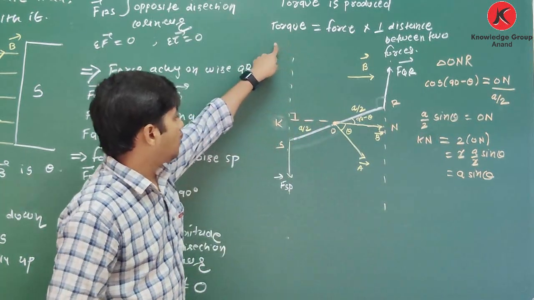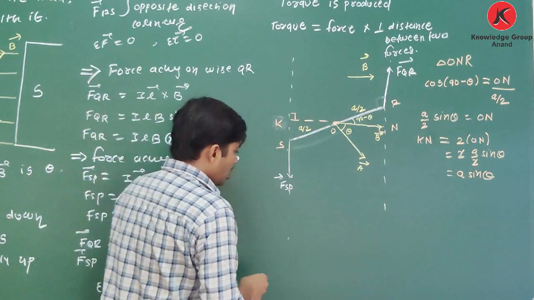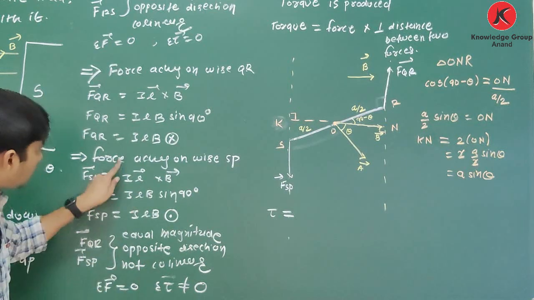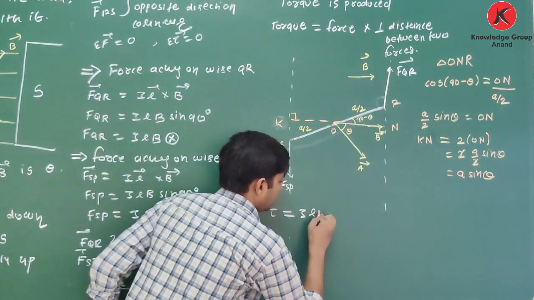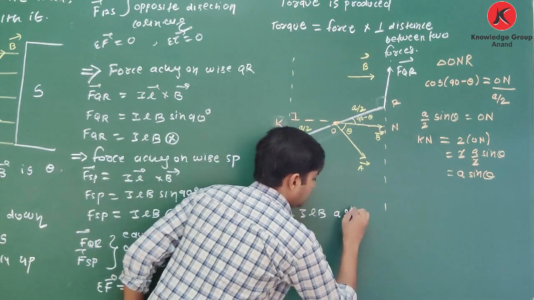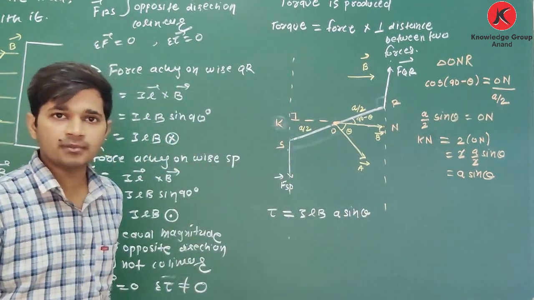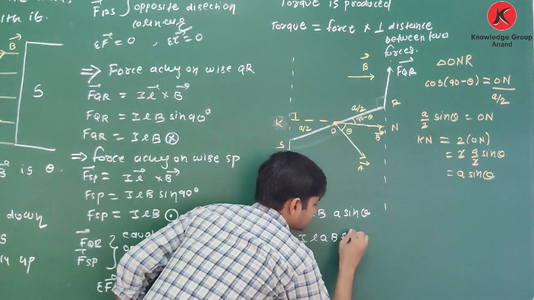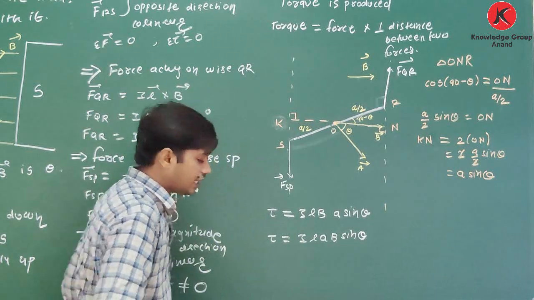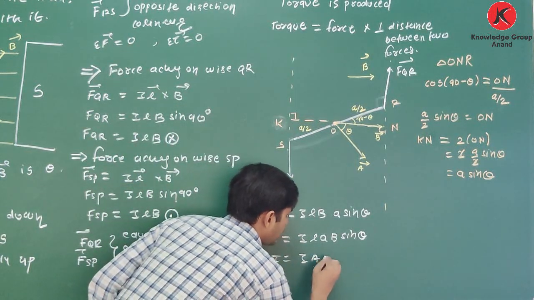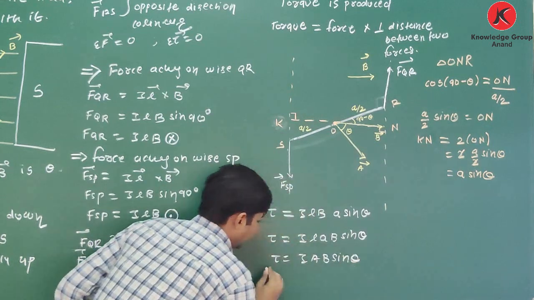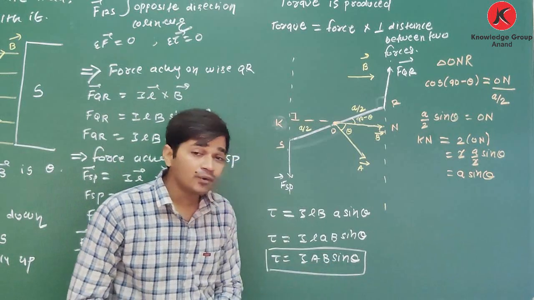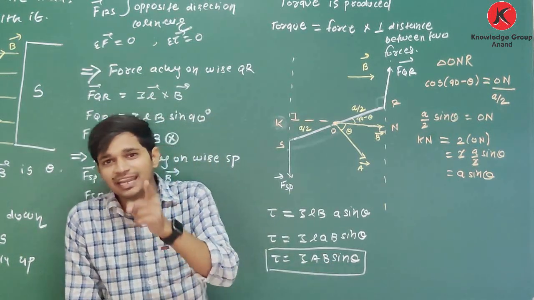Now how to write the equation of torque? Torque tau is equal to force times distance. What is the force? ILB. What is the distance between them? A sin theta. So torque tau is equal to ILAB sin theta. Again, L into A means the area of the rectangle, so torque tau is equal to IAB sin theta. And yes, it is the general equation. But what is theta? The angle between A and B.